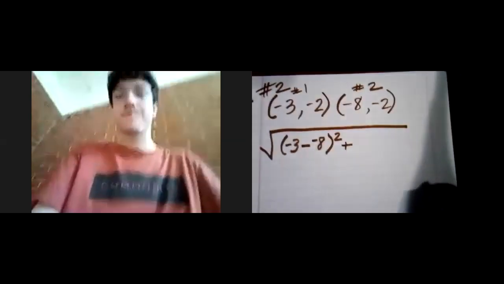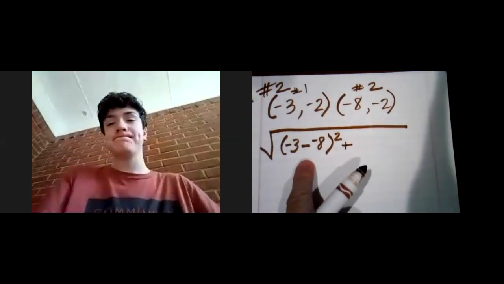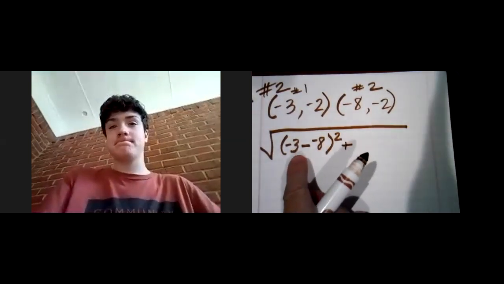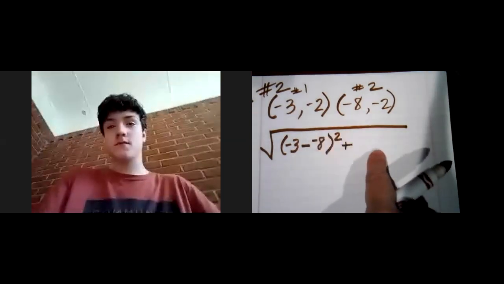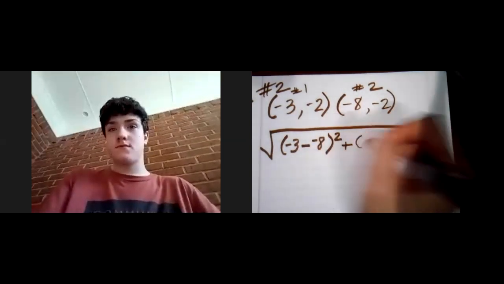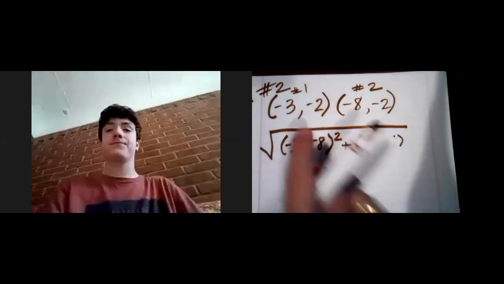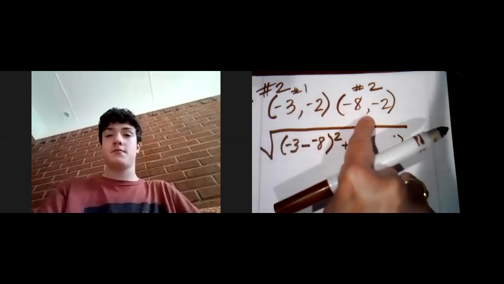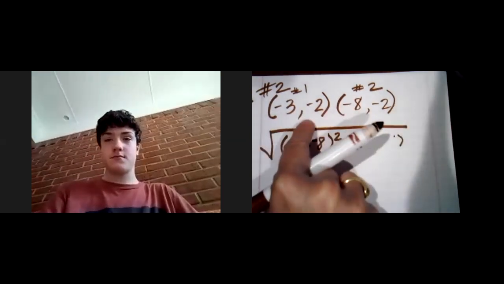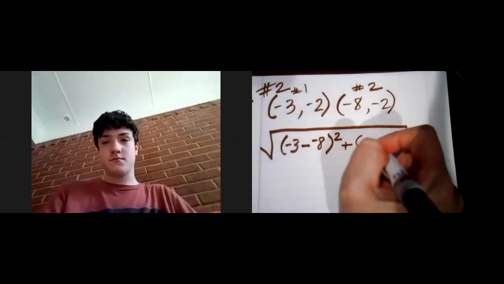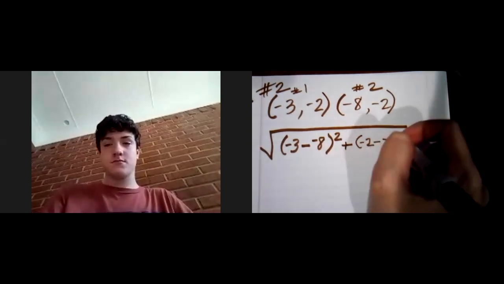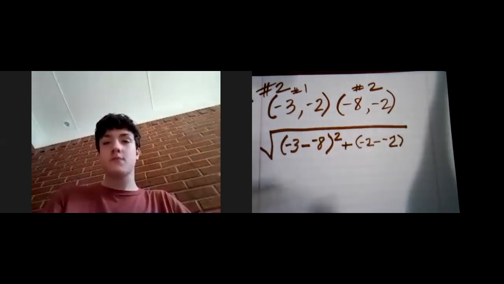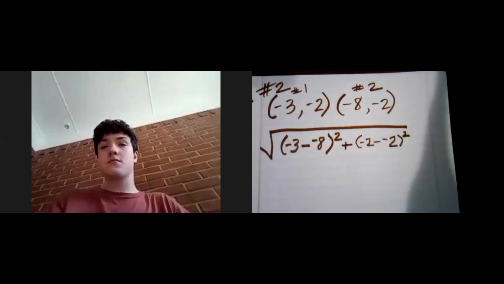This is a plus sign, because this is from the triangle thing where we're having the side squared plus the other side squared equals the hypotenuse squared. So we're going to do the y's next. So because I did the -3 minus a -8, we're going to do the -2 minus a -2. Okay, and don't forget it's squared.